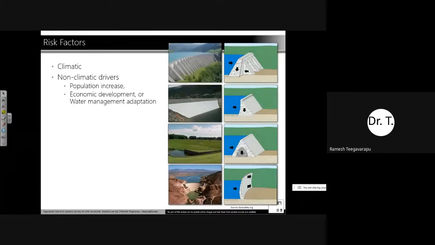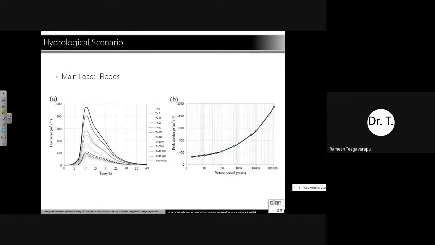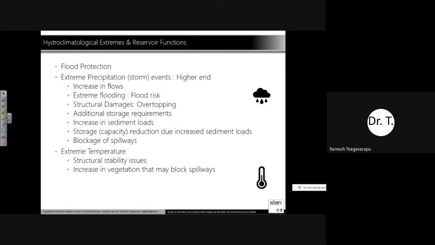So the risk factors: population increase, economic development, and of course, how do we adapt to water management? The main loads are discharge. Depending upon the return periods you calculate, you can see how much load comes onto the dam, and then we need to evaluate how much the dam is going to be affected by that extreme event.